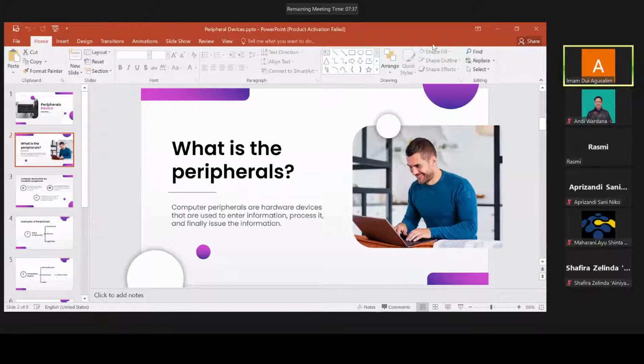Oke, saya ingin mengingatkan bahwa ini hendaknya dibaca jelas ya. Jadi plural, ini ada devices, begitu membacanya. That are used to enter information. Oke, ini ada adverb-nya, adjective clause di sini. Jadi devices that are used to enter information, process it, and finally issue the information. Nah, ini sudah kita lihat terapan daripada kalimat complex sentence ya.